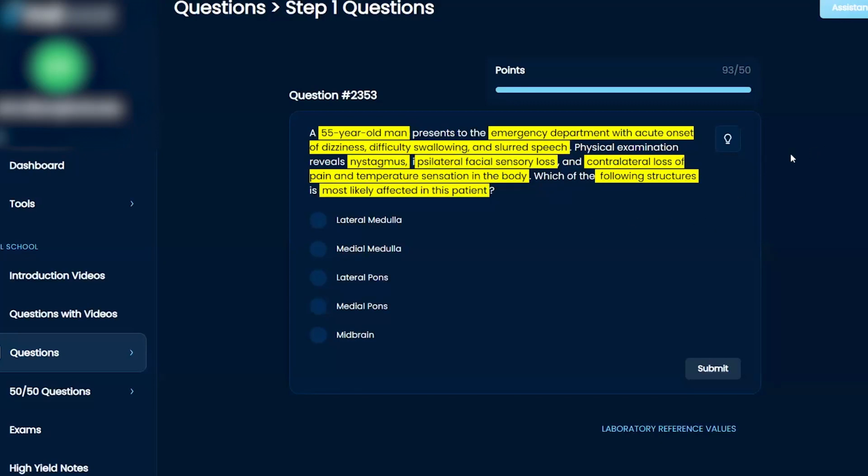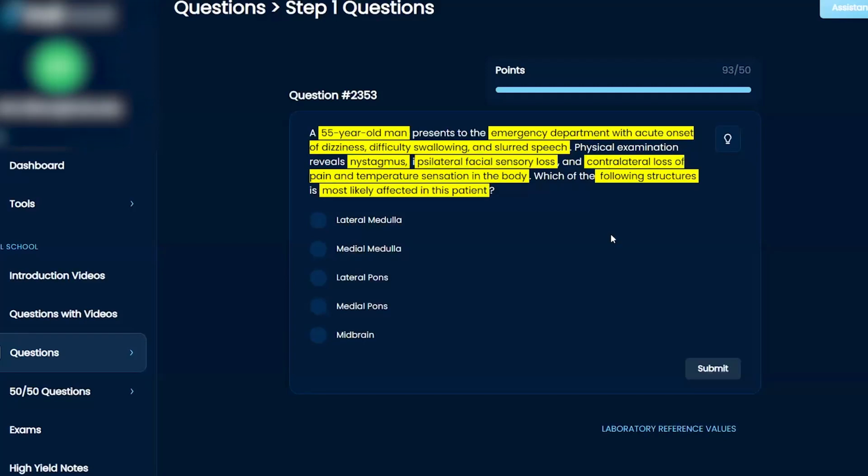So, facial sensory loss is a cranial nerve 5 issue, which is found in the pons. We've also lost the spinothalamic tract, and then the nystagmus. He's also got dizziness, difficulty swallowing. Difficulty swallowing could potentially be cranial nerve 10 or 11, but I really think this is cranial nerve 5. So I'm thinking of the pons. But deciding between medial and lateral is the fun part.